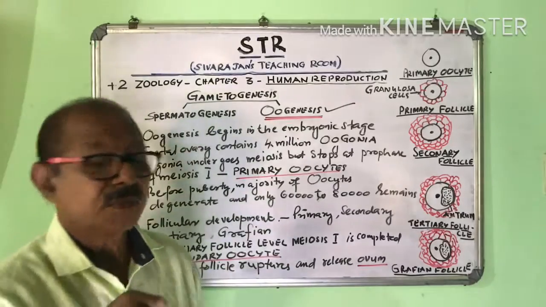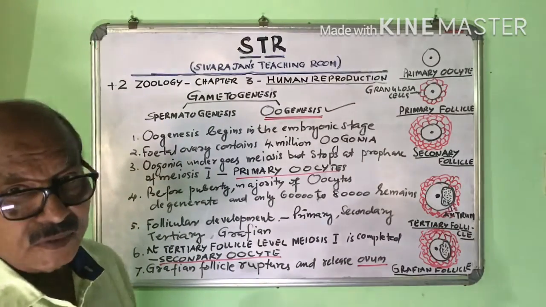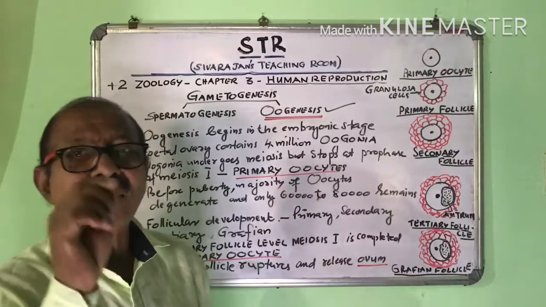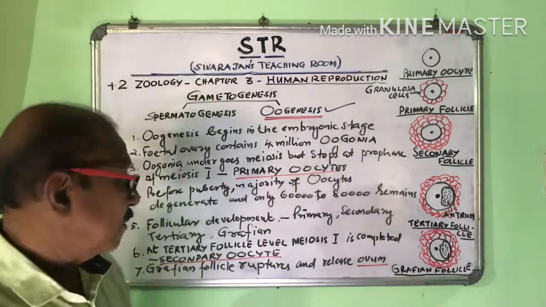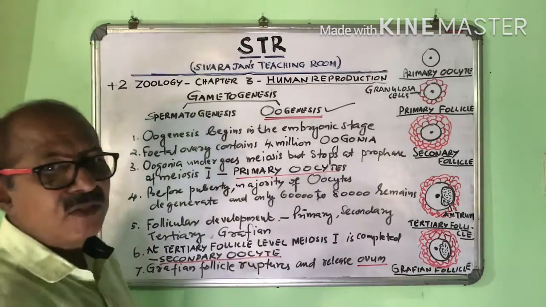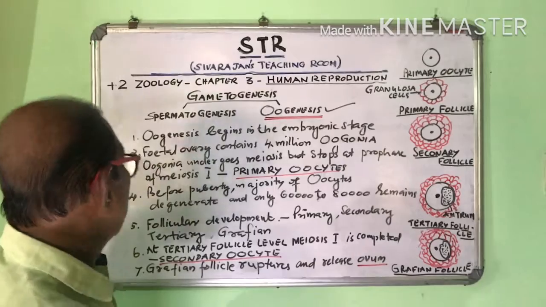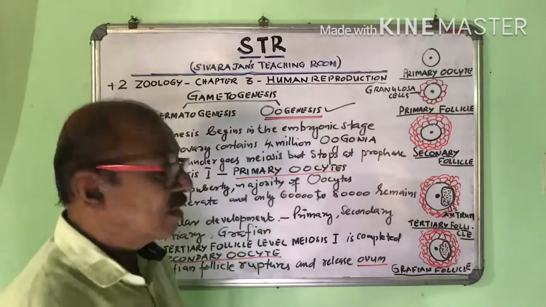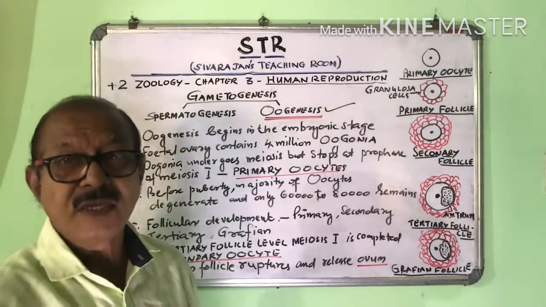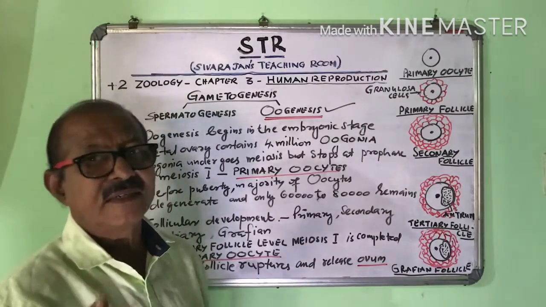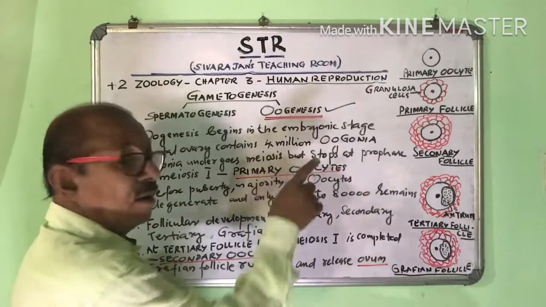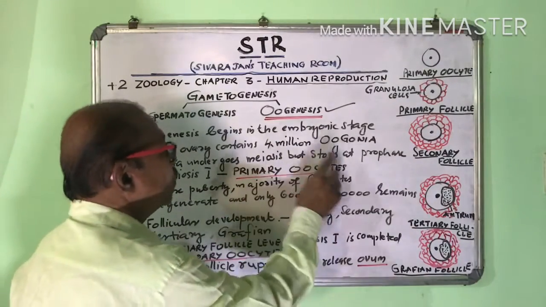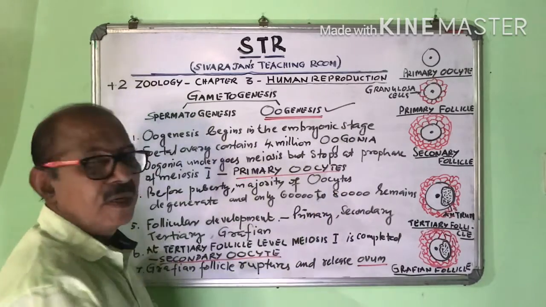All these oogonia begin meiosis. And you know, meiosis has 2 stages, meiosis 1 and meiosis 2. During meiosis 1, one diploid cell divides into 2 haploid cells. You know that. See, the fetal ovary contains 4 million oogonia or gamete mother cells, and all these cells undergo meiosis 1 first, but meiosis stops at the prophase of meiosis 1. And these cells are called primary oocytes. The oogonia have become primary oocytes.